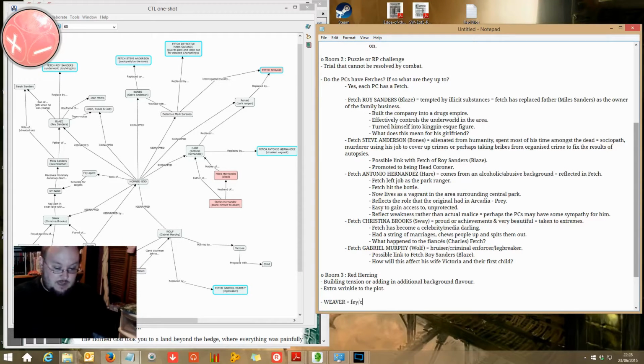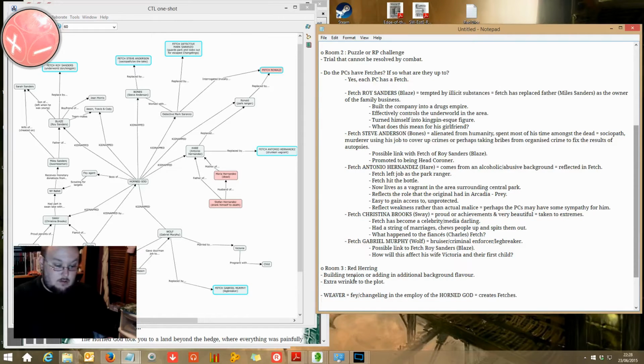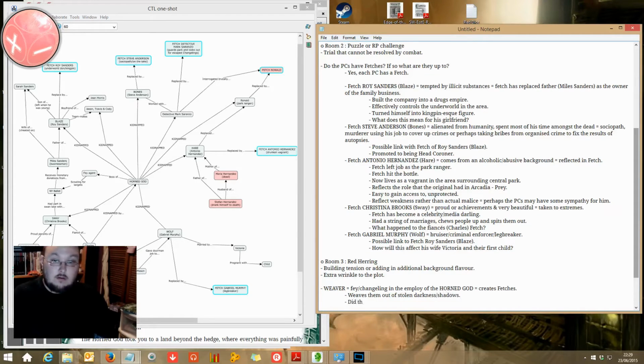Weaver equals Fae / Changeling in the employ of the Horned God, creates fetches, weaves them out of stolen darkness / shadows. Did the PCs encounter the Weaver before they were kidnapped?